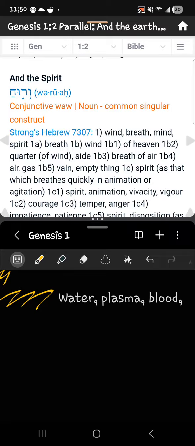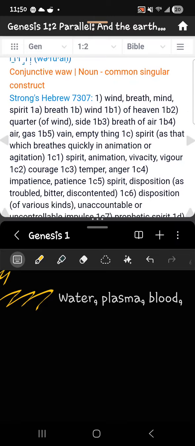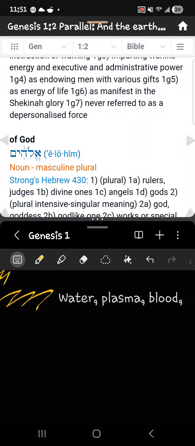Roh, roh. You get it? Like the wind, the breath, the mind, the spirit, the breath, the wind of heaven, quarter of wind, side, breath of air, air, gas, vein, empty thing, spirit as that which breathes quickly in animation. Oh, I like that. An animation. So that's what animates our flesh, our body, our land, our promised land. The rawah was doing what?